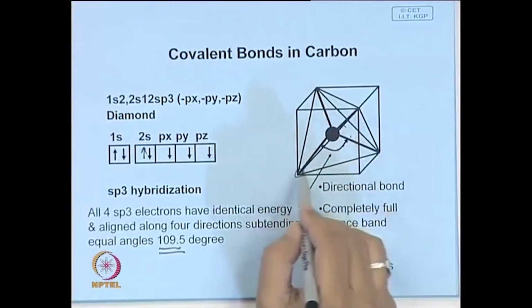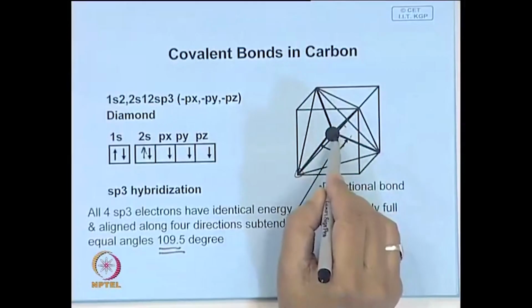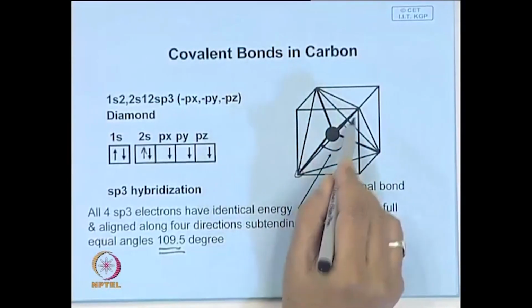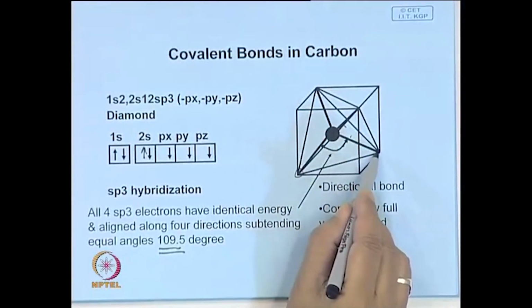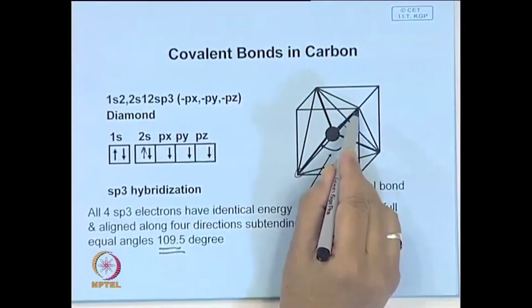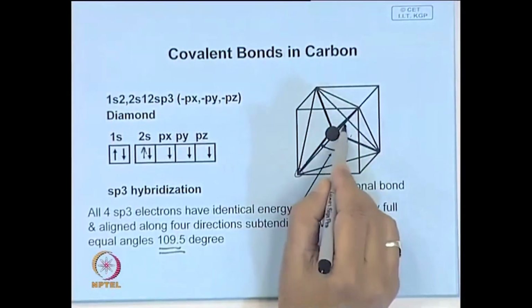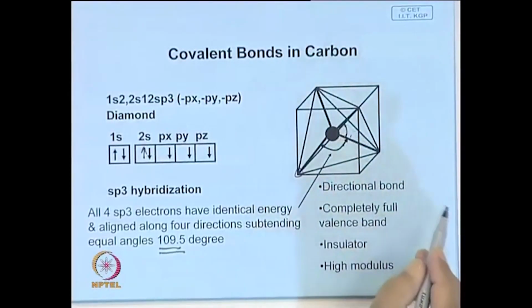You can solve this by simple trigonometry: place an atom point at the center of a regular tetrahedron, and join the center to the corner, this corner, and then try to find out this angle.